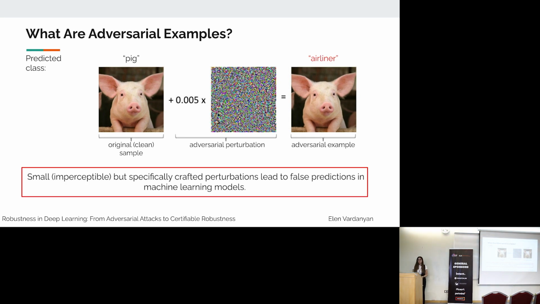And there are many more examples like this. It's not just this one. So this shows that small and imperceptible changes that we don't see as humans are specifically crafted to lead to false predictions in these machine learning models. And we do actually care that we don't just give false predictions when the image is clearly the same one.